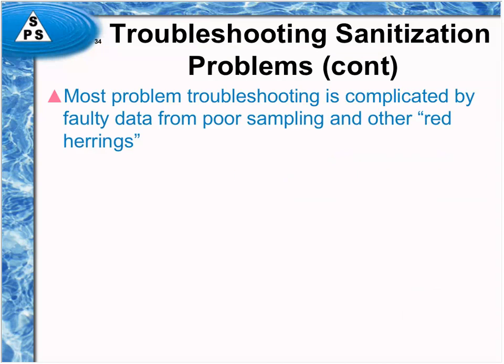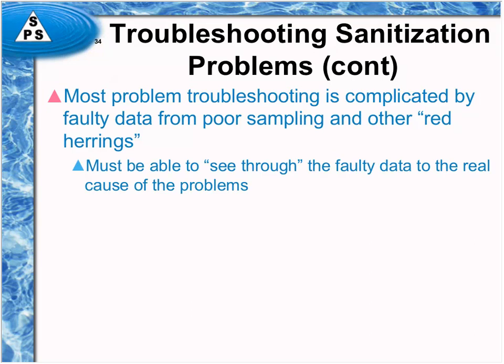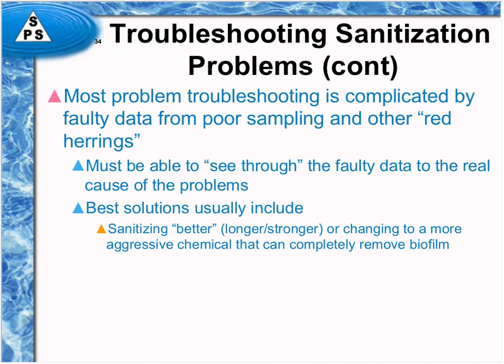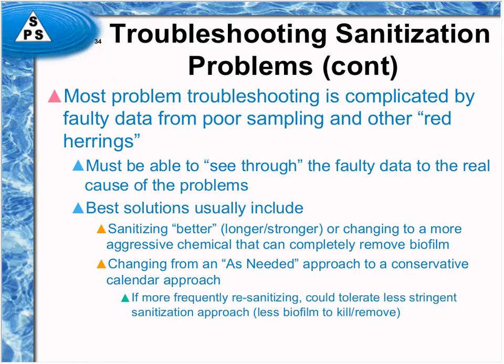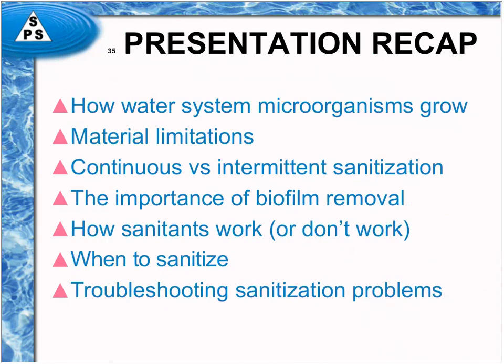Most of the troubleshooting problems are complicated by faulty data. We call those red herrings. And it's usually associated with poor sampling or other kinds of issues. So you have to be able to see through what the faulty data is in order to see what the real problem is underneath it. The best solutions usually include sanitizing better or changing to a better sanitant and changing from an as-needed approach to a more conservative calendar-driven approach. If you can institute some kind of interim controls, like with an inline UV, you'll forestall the biofilm regrowth.